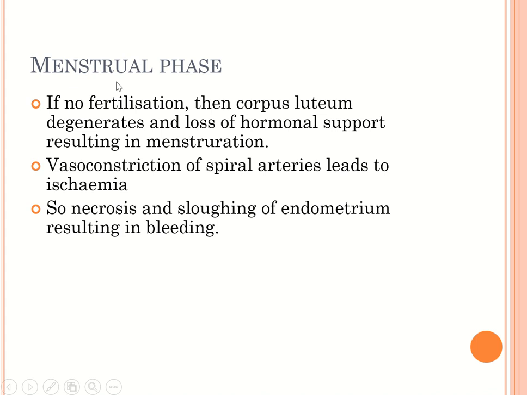So, the menstrual phase: remember, if there is no fertilization, then the corpus luteum will degenerate, and the hormones will not be there. Without estrogen and progesterone, what happens? The endometrium cannot survive. Okay, so that is why it results in menstruation. And also, spiral arteries are becoming more and more coiled, and that will lead to vasoconstriction. So that will lead to ischemia. There's a reduced blood supply to the endometrium, and that itself will lead to sloughing off of the endometrium.